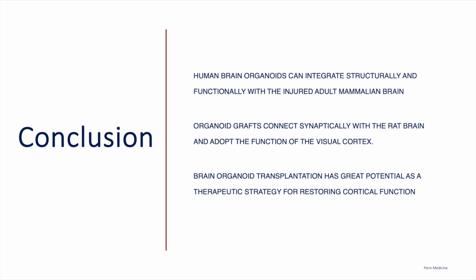In conclusion, the paper came full circle to its original key points and its highlights, and showed that: 1. Human brain organoids can integrate structurally and functionally with the injured adult rat brain. 2. Organoid grafts connect synaptically with the rat brain and can adopt the function of the visual cortex. And 3. Brain organoid transplantation has great potential as a therapeutic strategy for restoring cortical function.